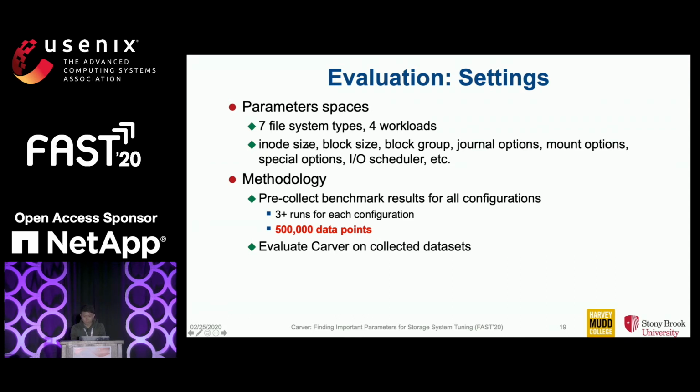We pre-collected benchmark results for all possible configurations in our parameter spaces. We repeated each experiment for at least 3 runs to get more representative and stable results. Having the whole dataset allows us to evaluate the ground truth of parameter importance, which will be used to evaluate Carver's ability of selecting important parameters with only a small subset of configurations.